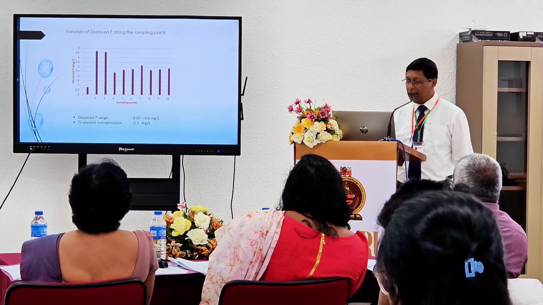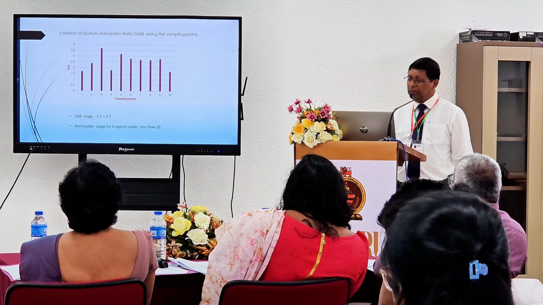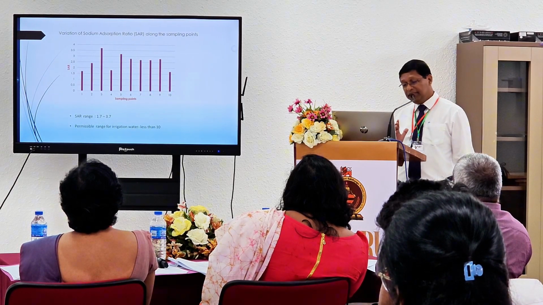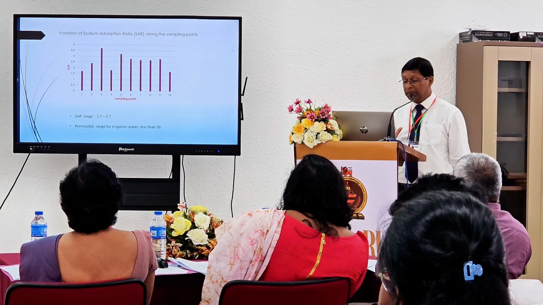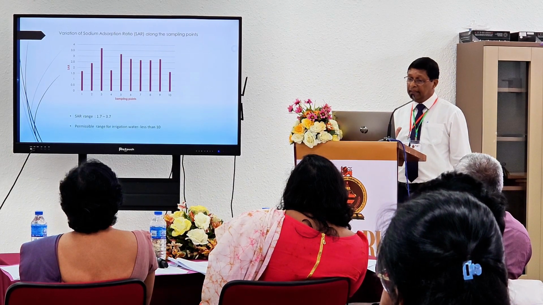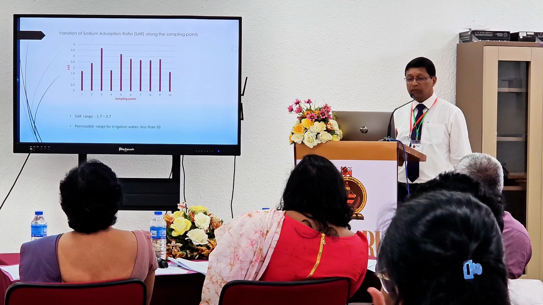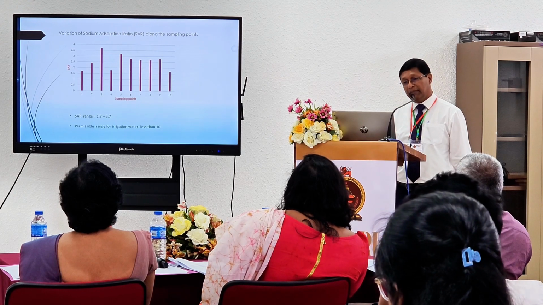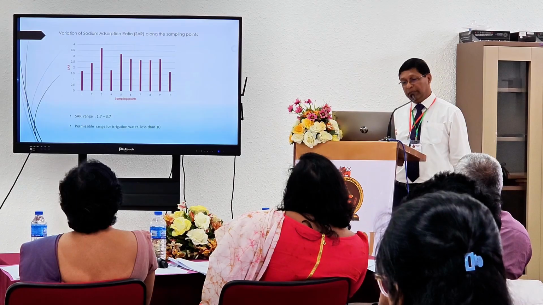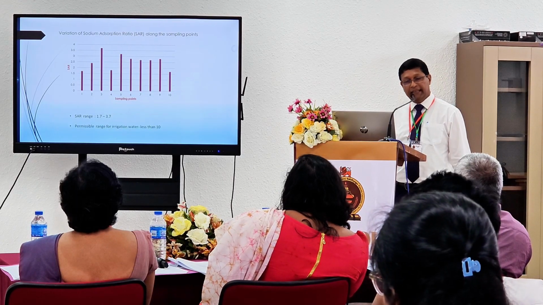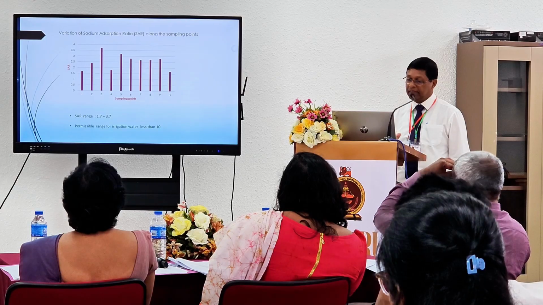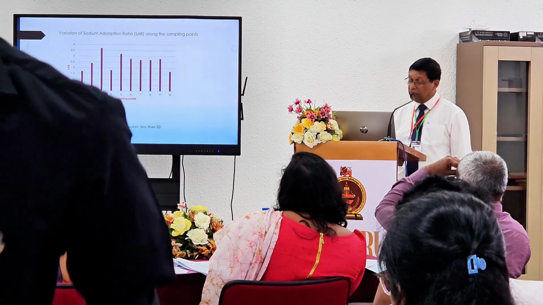So it may probably be due to the surface runoff, which is fertilizer runoff. And when it comes to the sodium absorption ratio, it is within the permissible range, less than 10. It clearly indicates that sodium is not a problem in this irrigation water. Therefore, there is no risk of sodicity developing. Sodium creates a lot of problems in agricultural land, but that risk is not there because the sodium absorption ratio is well within the permissible range.